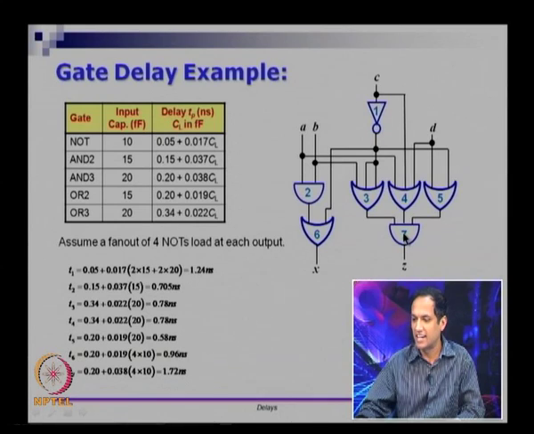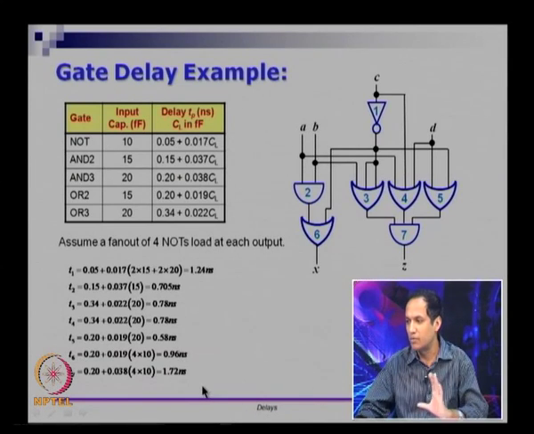Similarly, this AND gate here, T7. It is a 3 input AND gate, so it is 0.2 plus 0.038 into CL. That is 0.2 plus 0.038 into 4 times 10, because we are assuming that there are 4 NOT gates connected, and 4 NOT gates give 10 femtofarads as their input capacitance. So that is 4 into 10, and the delay is 1.72.